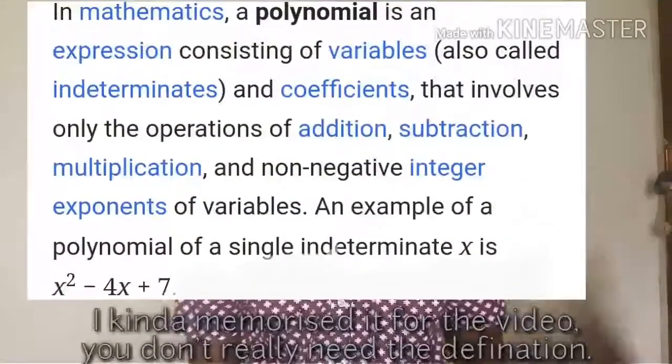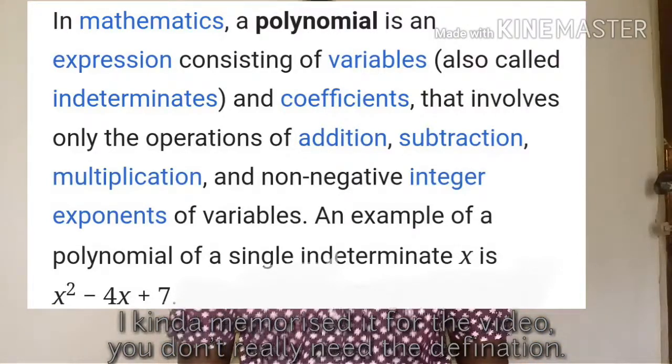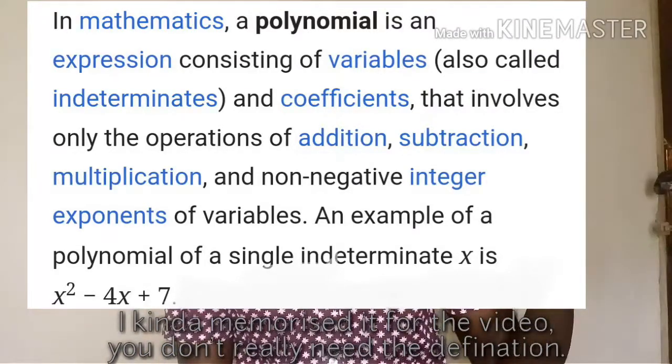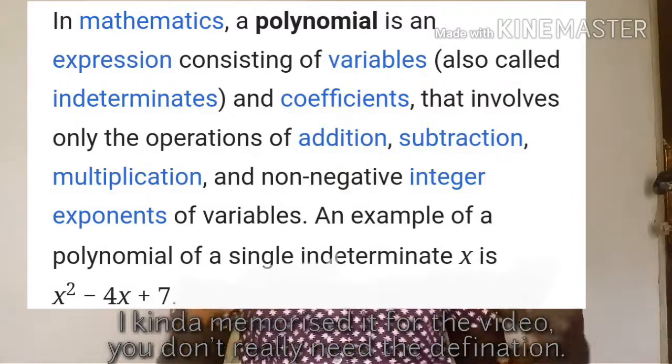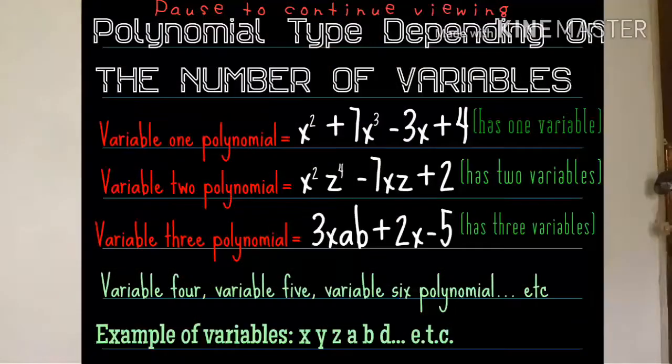I think the definition is kind of easy. A polynomial is an expression that contains variables and coefficients that are combined together with either multiplication, addition, or subtraction. Yeah, that's just the definition. It's actually kind of easy. And there are different types of polynomials, based on the variable.